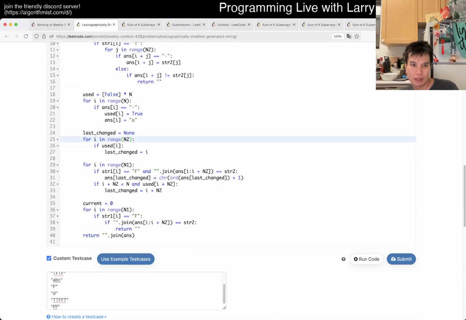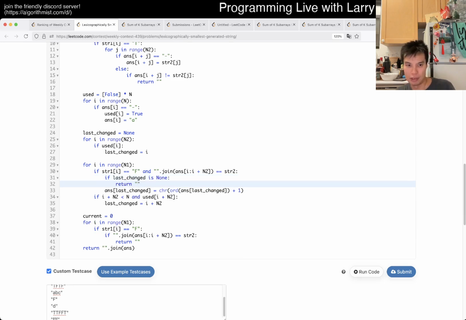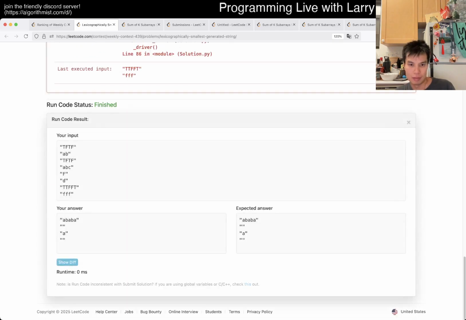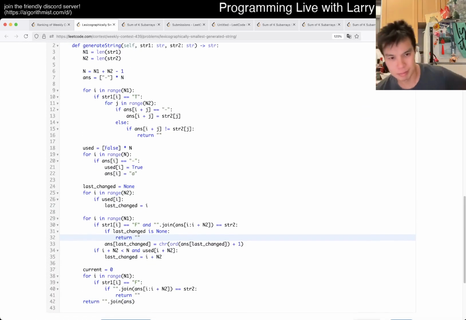Okay, but why? So last change is None, so there's no last change, but that means maybe just return early. Okay. Yeah, I guess I can prove it, but I kind of had this idea during the contest, but I couldn't prove that that would be lexicographically smallest. I think that was my biggest thing.